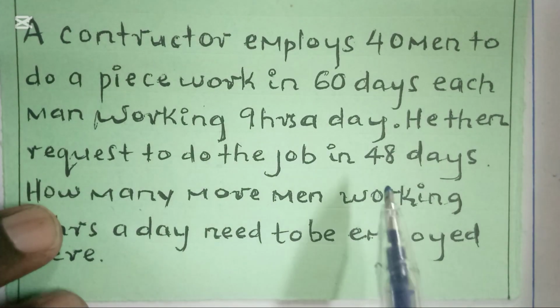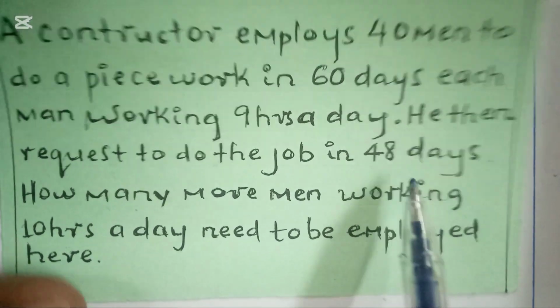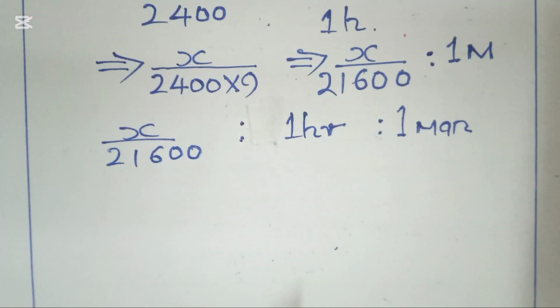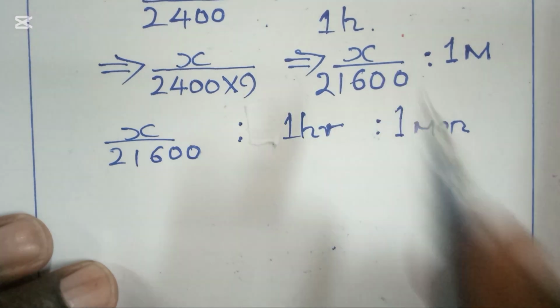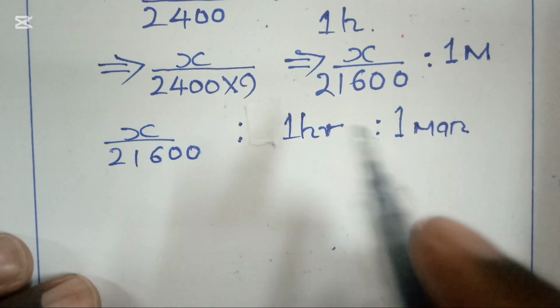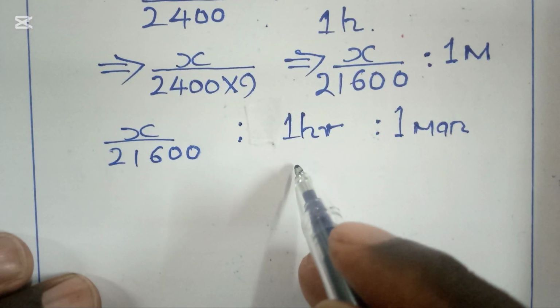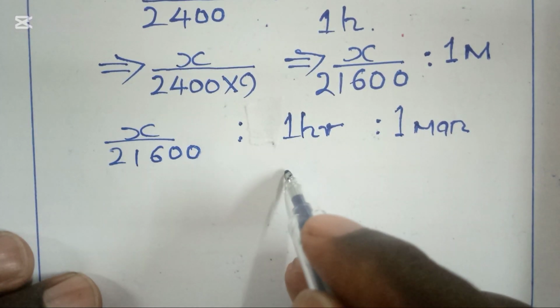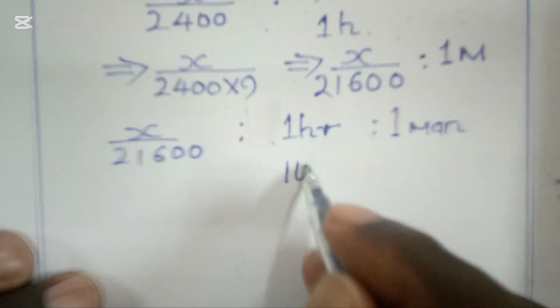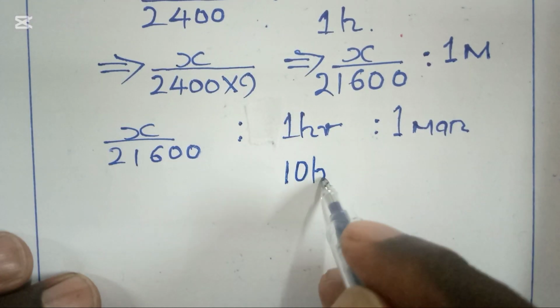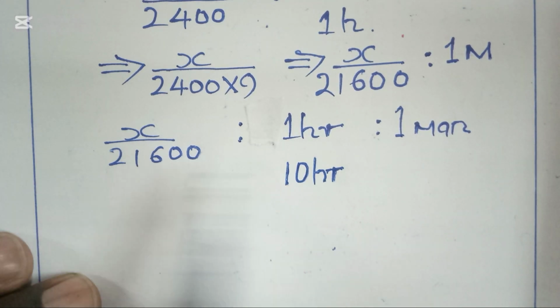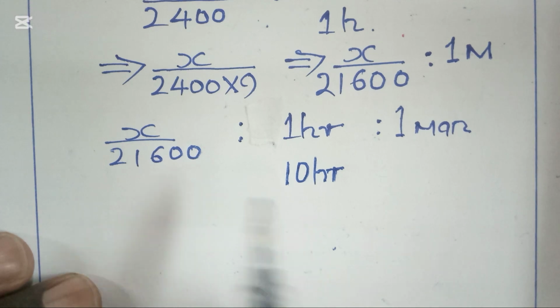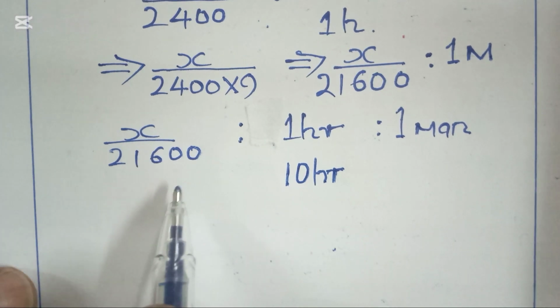So let's check how many men should be employed for 48 days. So guys, this is 1 hour. Let's now go to 48 days. The first thing we are going to check is 10 hours, because we are now told the work is supposed to be done in 10 hours. Remember, this one still is for one man. So for one man working 10 hours, what is the fraction of the work that he will do?